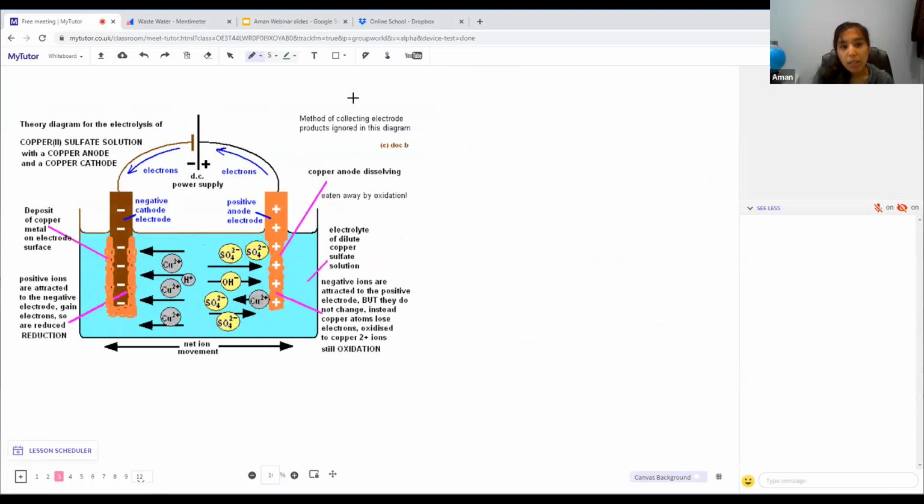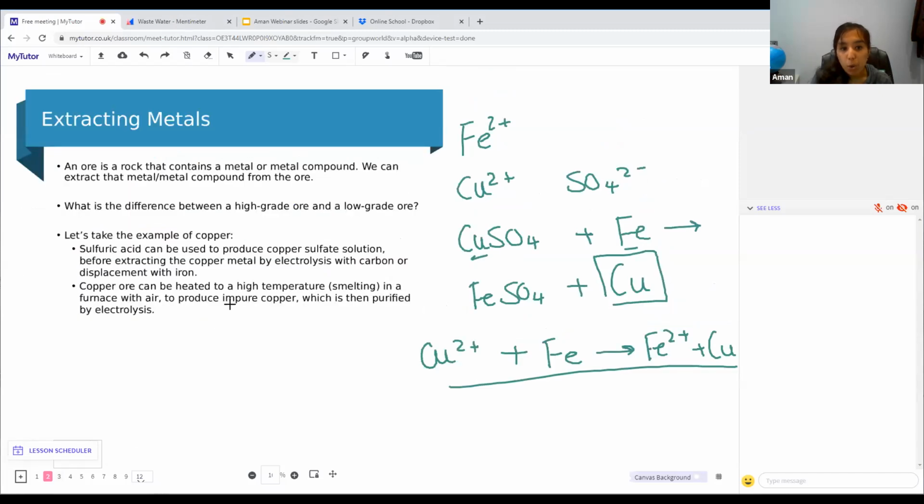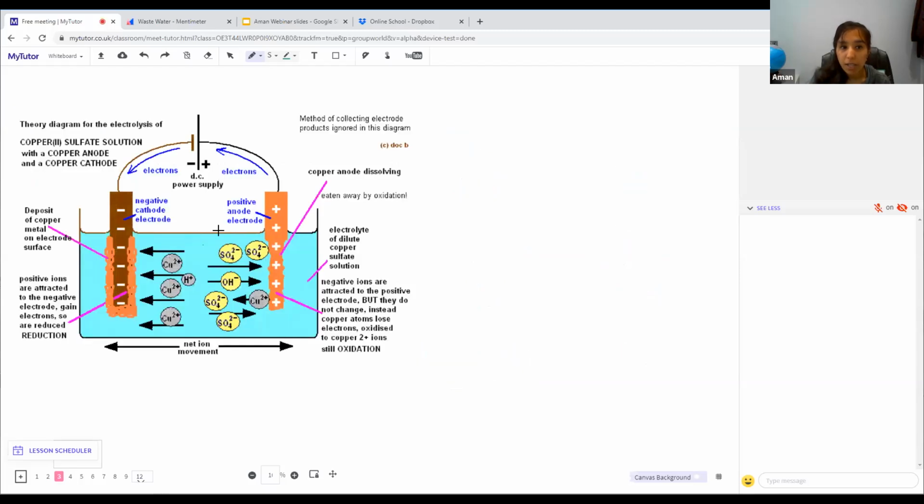So when we're doing the electrolysis of copper, we're usually doing it to purify copper. So we're not doing it to get copper, we're doing it to purify copper. So usually what we're doing is we've either got impure copper from smelting, or we've got copper from a displacement reaction, and therefore it is kind of pure, but not pure enough to be used as a metal yet. So that's why we tend to do electrolysis. So it's about making pure copper.